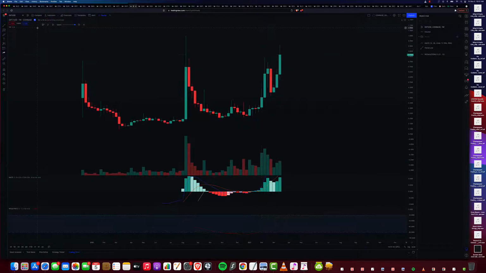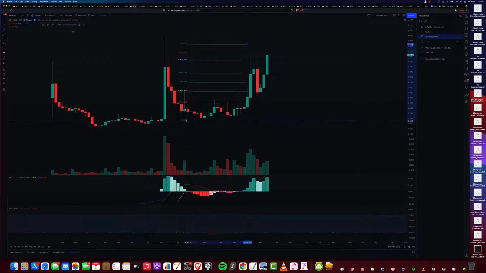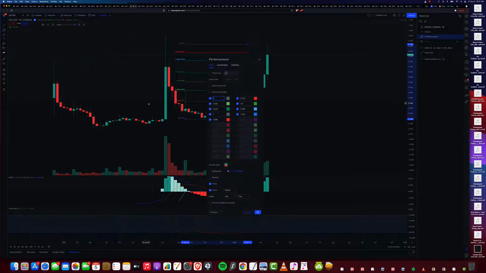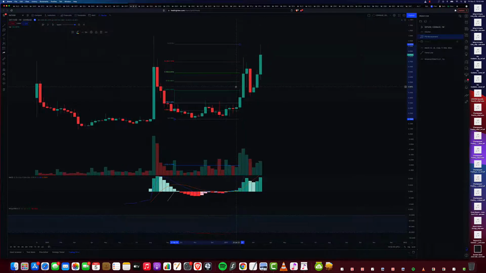Price is here. So first thing we're doing as it's starting to back off is we draw our fibs. Go from here down to here. Let's go ahead and reverse that in the settings. All right, so here's what we're looking at.